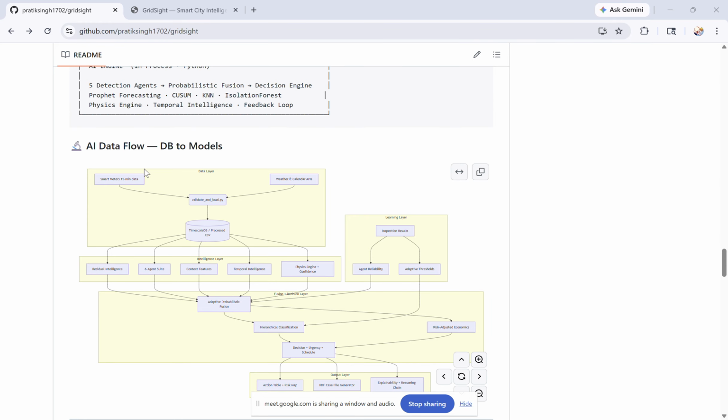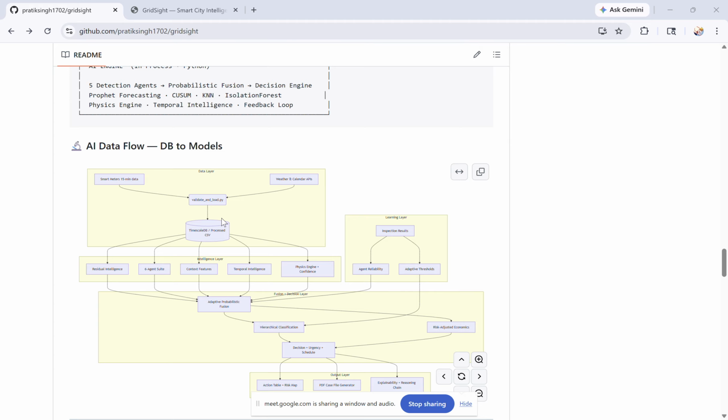First, we have the data layer at the top. We will begin with it. As we already talked about, the smart meter will give us 15-minute consumption data. Along with it, it will give contextual information such as weather and calendar APIs. Then these inputs are validated through a pipeline process called load API and validate, and this stage cleans the missing values, validates the metered readings, and handles corrupted records. Then it goes to the intelligence layer.